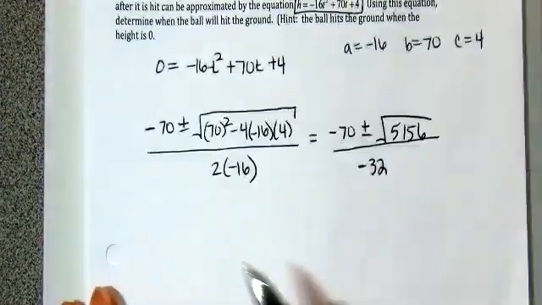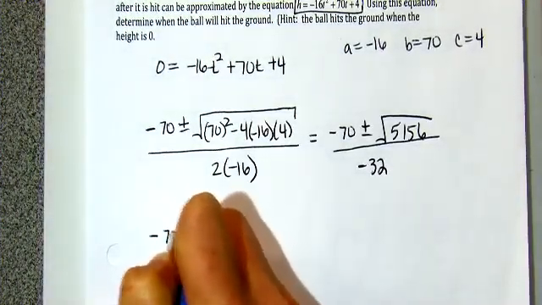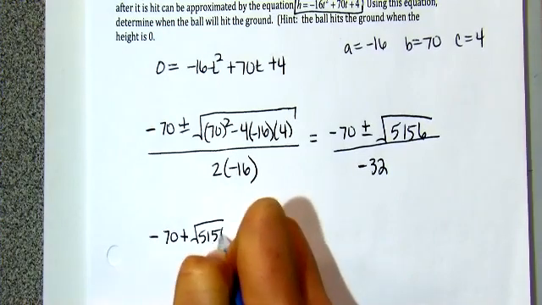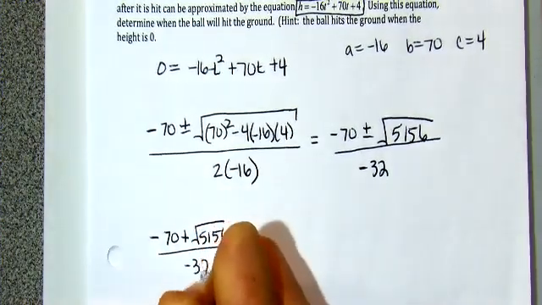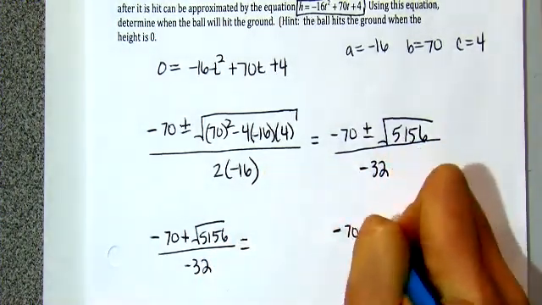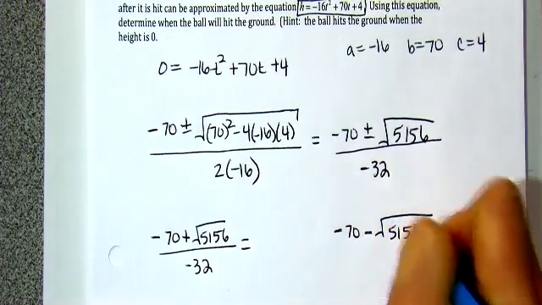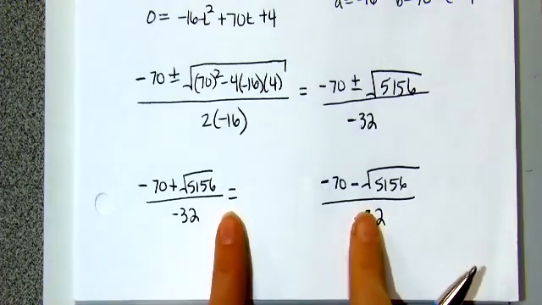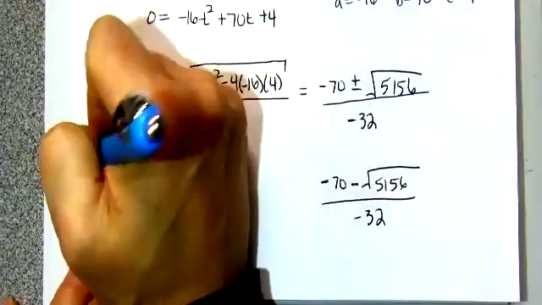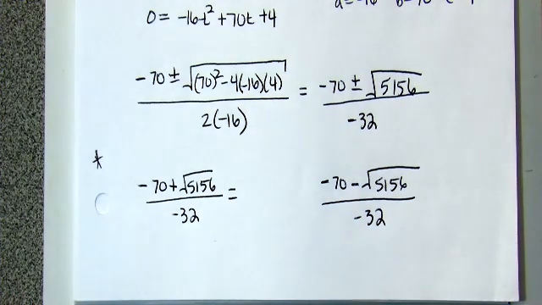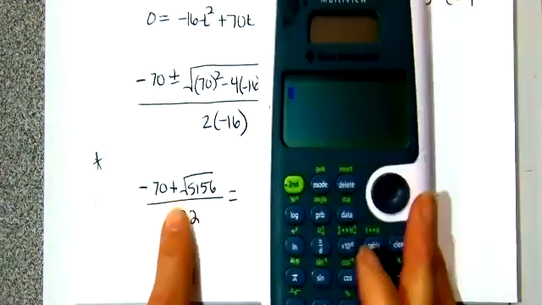So what I want you to do is think you're taking negative 70 plus the square root of 5156 over a negative 32. We'll get a solution, and negative 70 minus the square root of 5156 all over negative 32. Okay, so this one is kind of the exception to the rule. We won't be leaving it in radical form because it's an application problem talking about time. And for it to make sense, we will do an approximation.